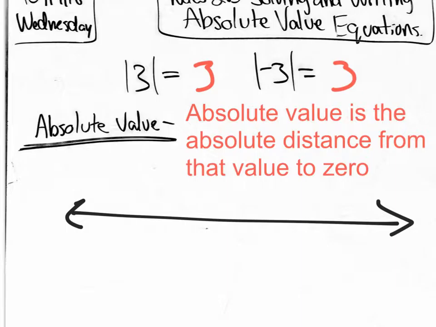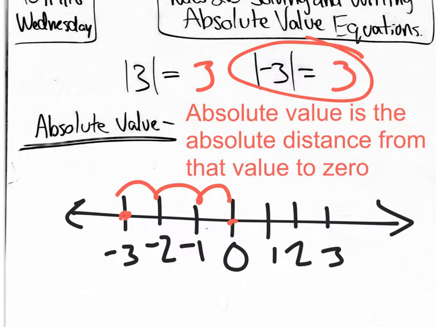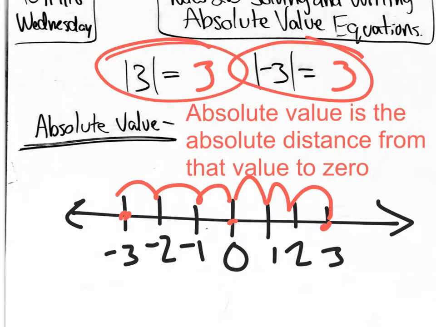We could put the value of negative 3 right here, negative 2, negative 1, 0, 1, 2, 3. So when I say what's the absolute value of negative 3, it's the distance from here to 0. That's 1, 2, 3. So that's why the absolute value of negative 3 is 3. And likewise, the absolute value of positive 3, the distance is also 1, 2, 3. So that's why the absolute value of 3 is also 3.